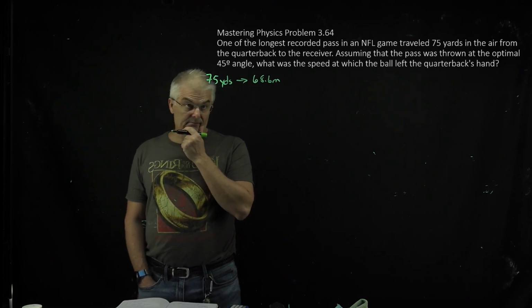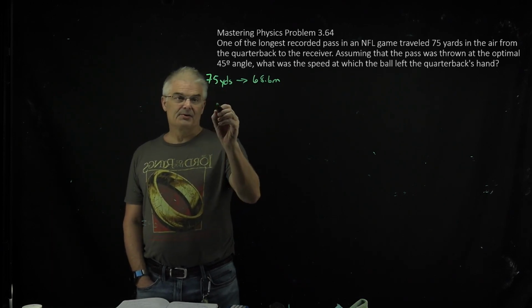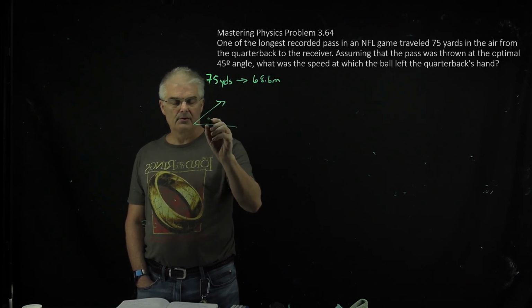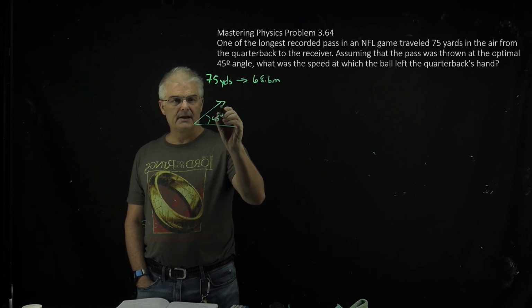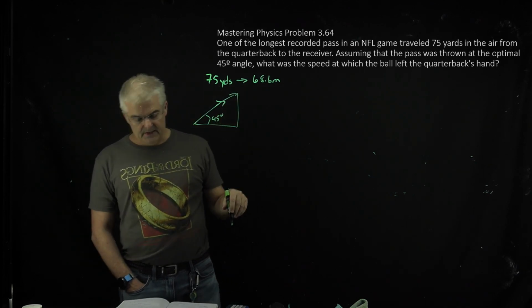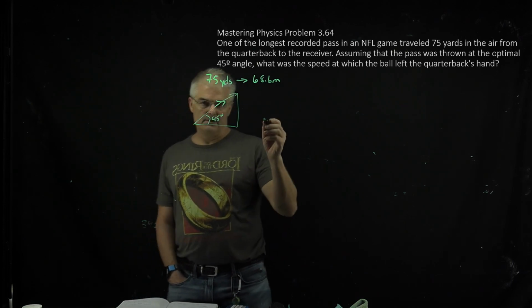So if you know how to do that, figure it out. This is a little tricky because you're going to be throwing at a 45-degree angle. One thing nice about the 45-degree angle is the sine and the cosine of 45 are the same. So let's identify what we know in our problem.